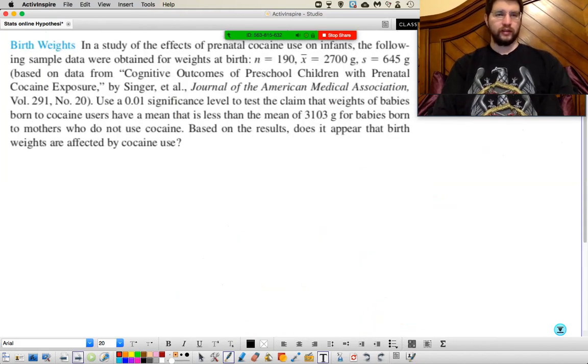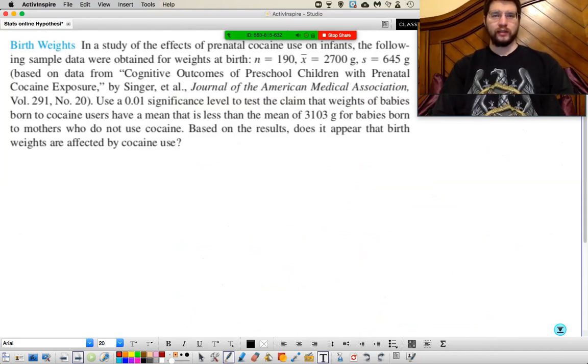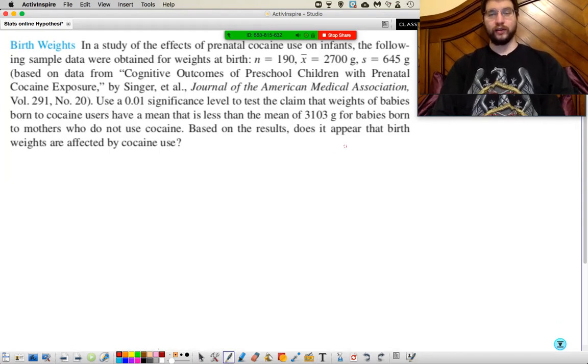Birth weights of babies born to cocaine users. In a study of prenatal cocaine use on infants, the following sample data were obtained for birth weight. Okay, so they straight up tell you S right here, just spits it out at you. Use a 0.01 significance level to test the claim that weights of babies born to cocaine users have a mean that is less than the mean of babies of non-users.